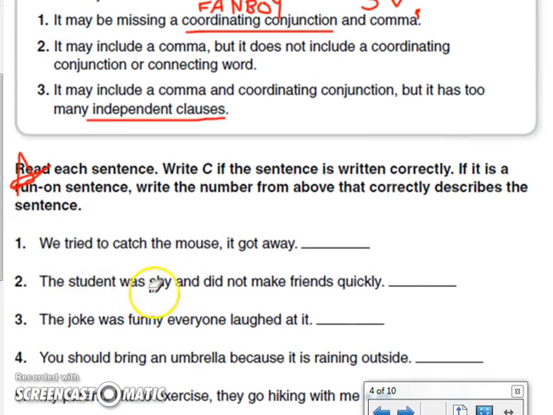We tried to catch the mouse. It got away. We tried to catch the mouse. It got away. I want you to ask yourself, what is that? Do you think it's a complete sentence that's correct with a C? Or do I have to put a number that's wrong? Why don't you take a guess and then we'll check it. Pause the recording.